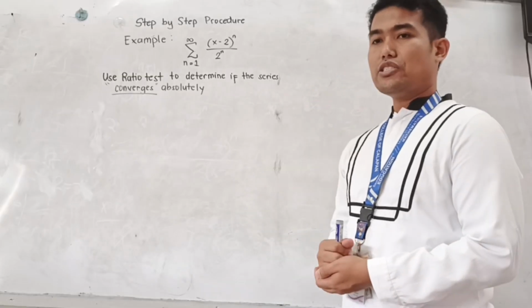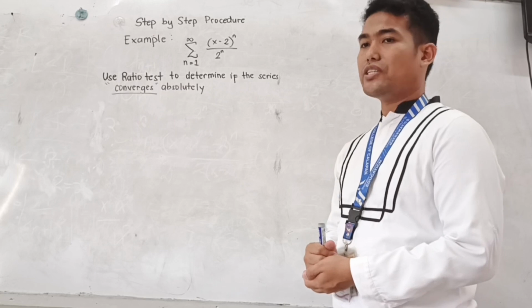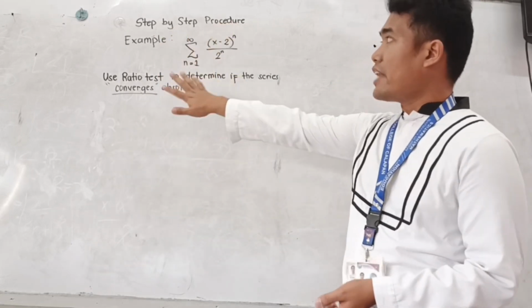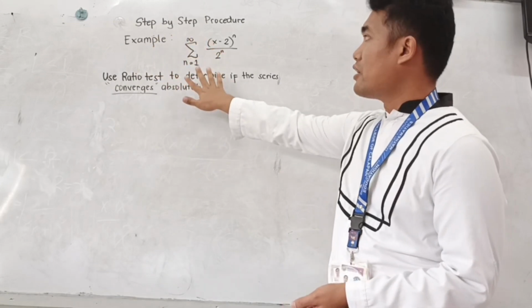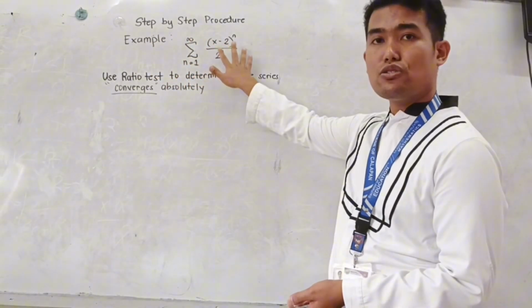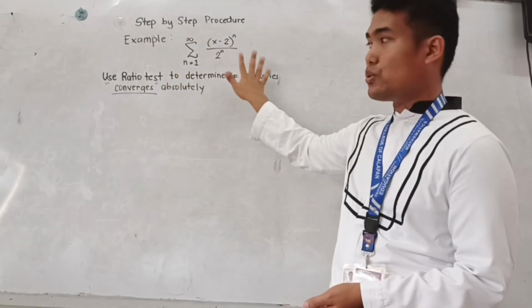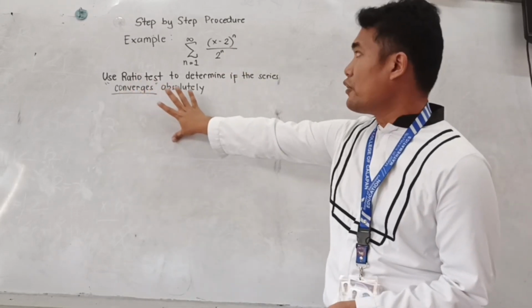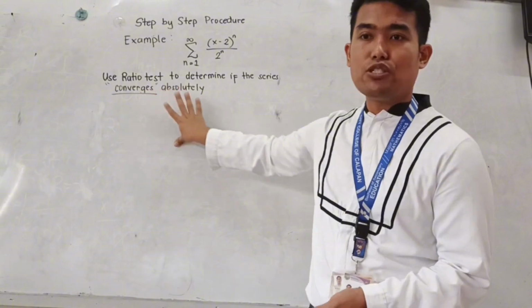Let's apply the ratio test. We will use the ratio test in determining if the series converges absolutely. So this time, we will have this step-by-step procedure, and our example is the summation of the quantity x minus 2 raised to n all over 2 raised to n. In this series, we want to use the ratio test in order to determine if the series converges absolutely.